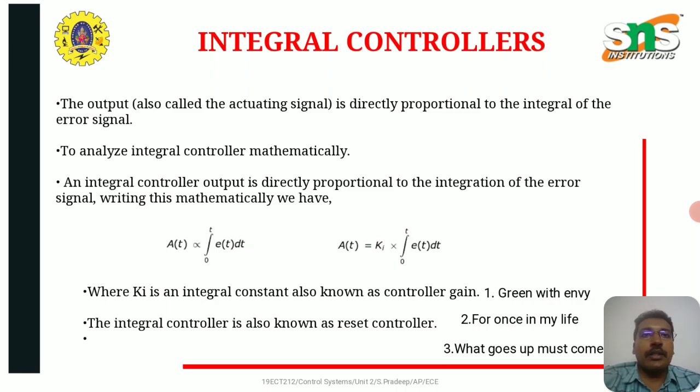Integral controllers. The output is directly proportional to the integral of the error signal. To analyze integral control mathematically, an integral controller output is directly proportional to the integration of the error signal. Writing this mathematically, we have A of t equal to Ki into integral of 0 to t e of t dt, where Ki is an integral constant. The integral controller is also known as reset controller.